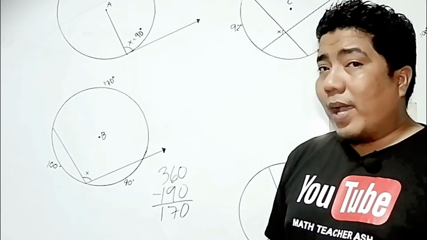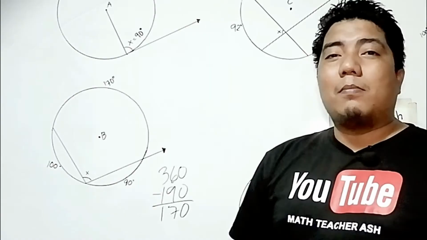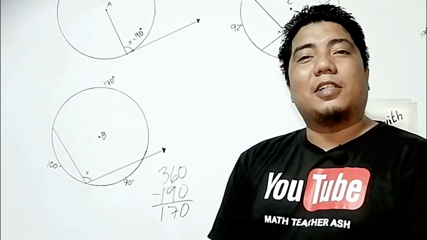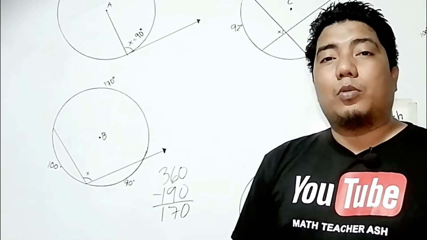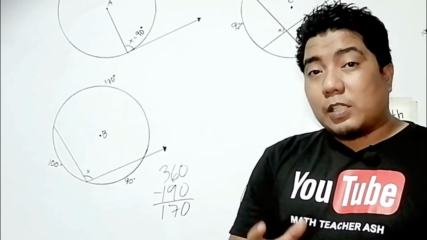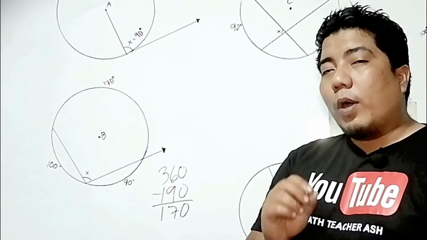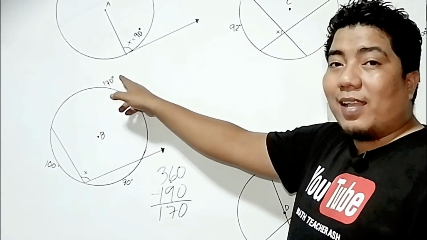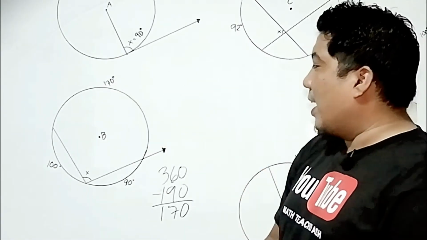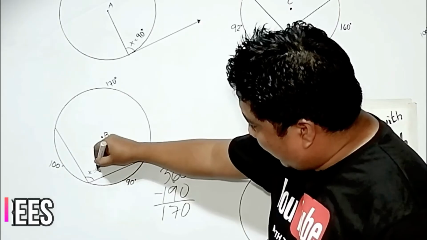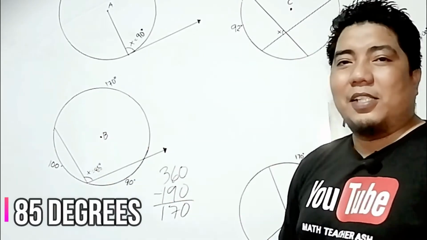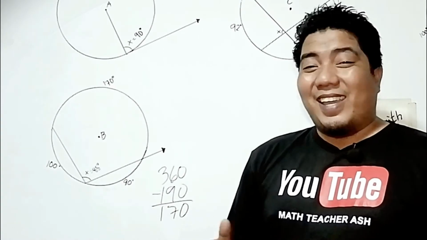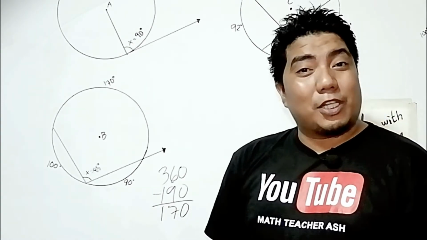The question is, did we answer our problem? Not yet, my dear math learners, because we are finding the value of our x. And our x is the angle. Remember the theorem in case number 2 that when the angle is formed on the circle, what you will do is you get half of the intercepted arc. So, half of 170 is, very good, that is equal to 85 degrees. Therefore, the measurement of the angle is 85 degrees. Easy, right? Now, let us go to our circle C.